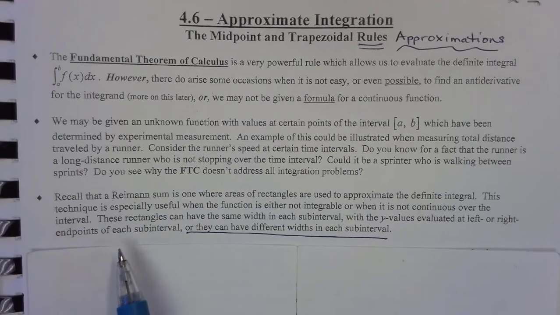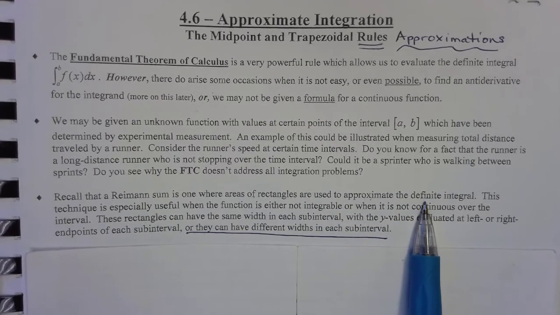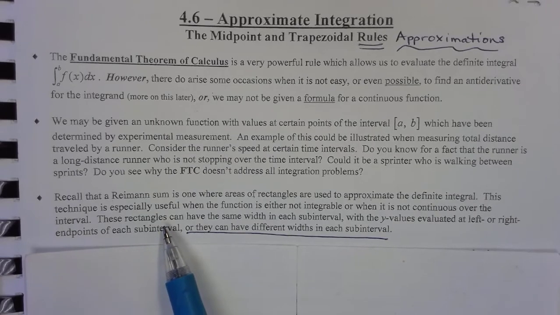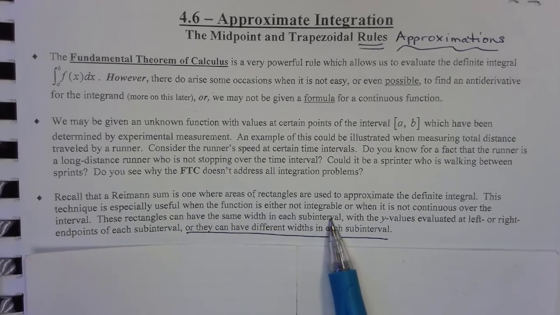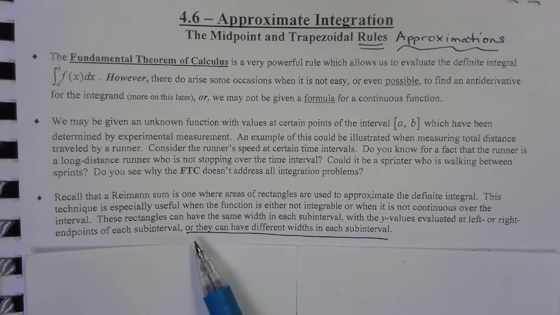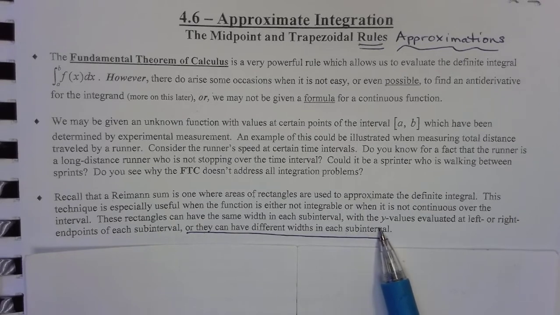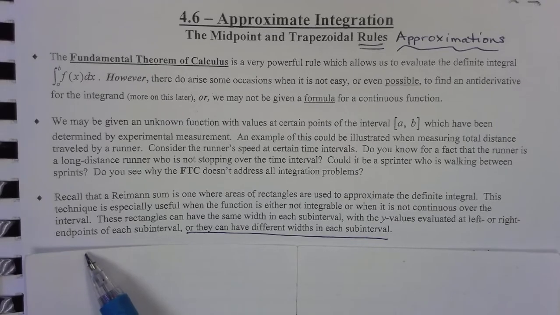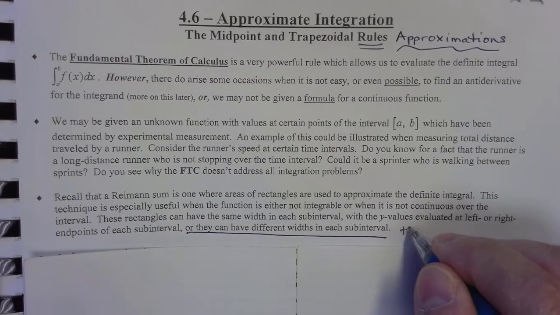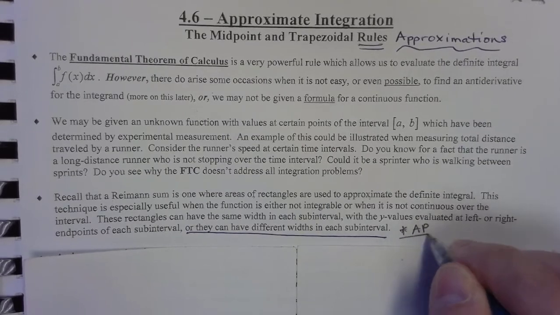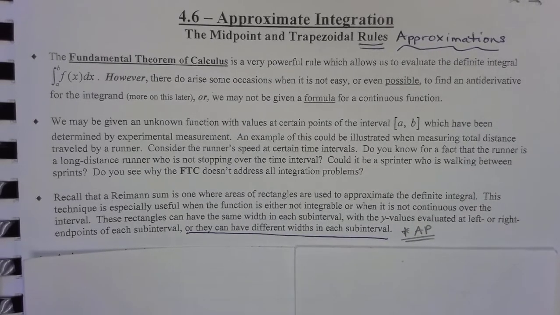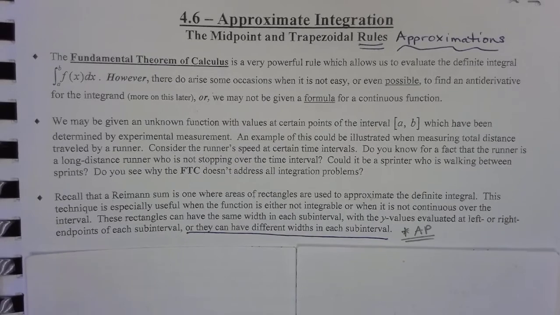Now let's remember, a Riemann sum is one where the areas of the rectangles are used to approximate the definite integral. This technique is especially useful when the function is either not integrable or when it is not continuous over the interval. The rectangles can have the same width in each subinterval with y values evaluated at each of the left or right-hand endpoints, or they can have different widths. And I have to say that for AP exams, you're going to find this. Even with the trapezoidal rule, you're going to find that the widths are usually different. So you have to pay attention to that.